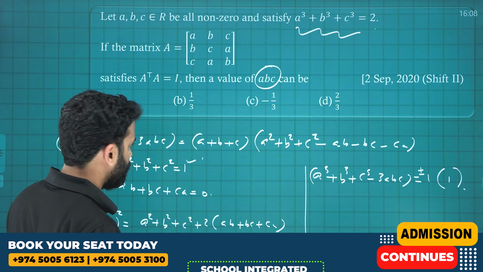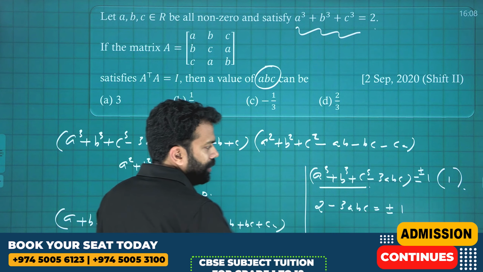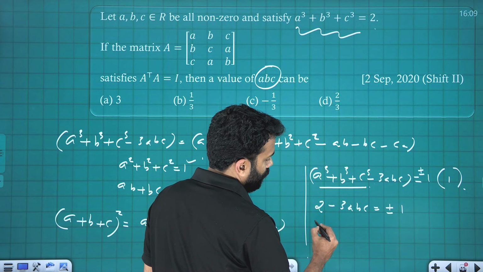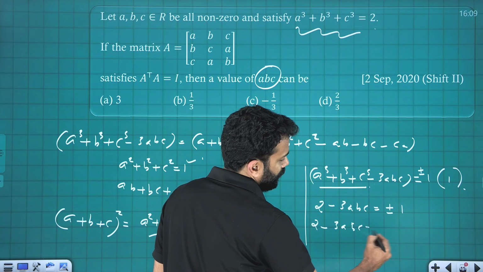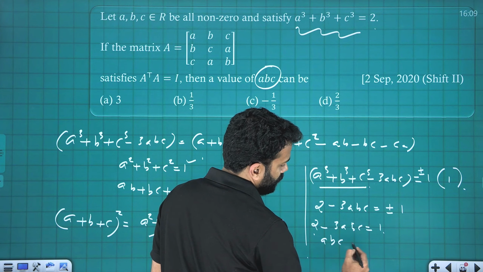Let me check if we need to neglect any one among the two signs. They have said that it's all non-zero. So, either it will be 1 or minus 1. So, 2 minus 3ABC is equal to 1. Therefore, ABC is equal to 1 by 3. Or, in the other case, 2 minus 3ABC is equal to minus 1. In that case, ABC will be equal to 1.